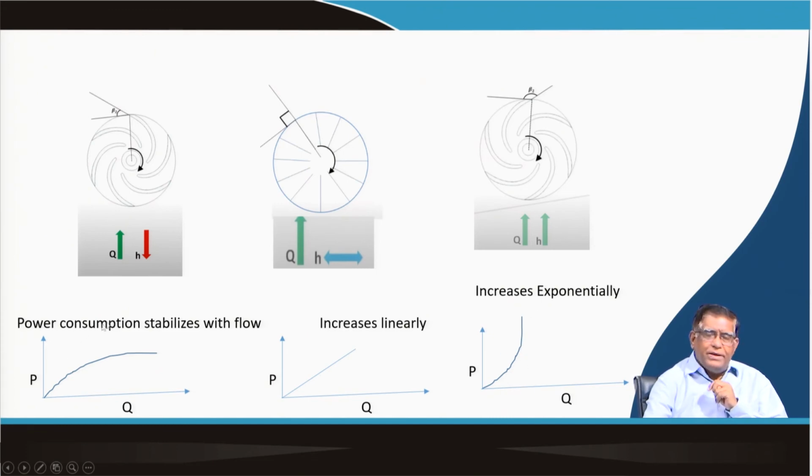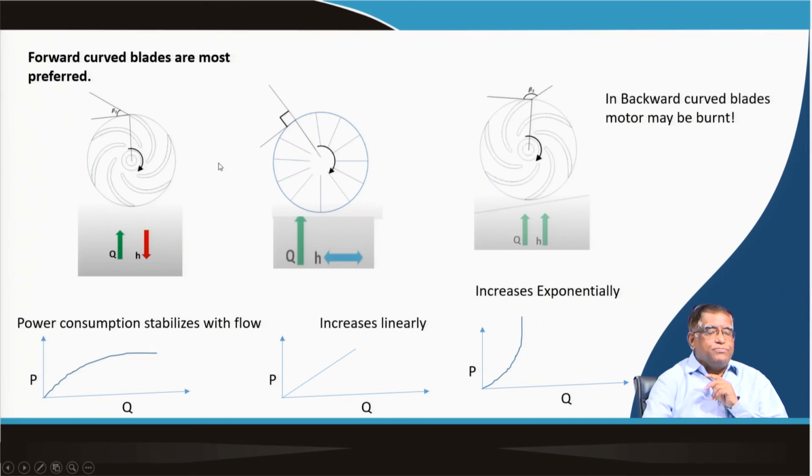So, the best way for the motor to give better service is to have the backward curve. In the other type, the motor may be burnt, which is why we will not use this type of blades; we will have to use this type of blades. So, these forward curve blades are the most preferred.